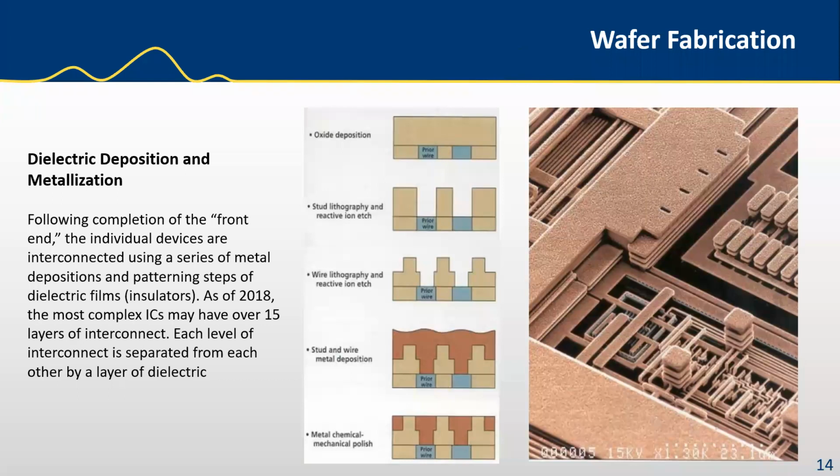Following completion of the front end process we just went over, the individual devices are interconnected using a series of metal depositions and patterning steps of dielectric films, which are electrical insulators. The ICs are interconnected this way with up to 15 layers. Here we see an image on the right side of the slide with these layers visible under electron microscope magnification. They kind of look like little cities. You can get an idea of the levels that we're dealing with here with these wafers and the integrated circuits. And you can imagine contamination control is of paramount importance during these stages.